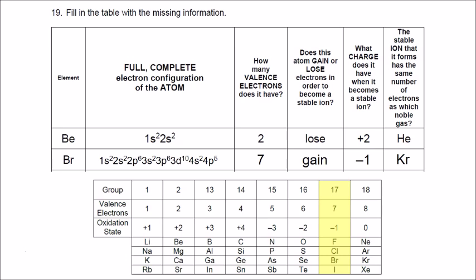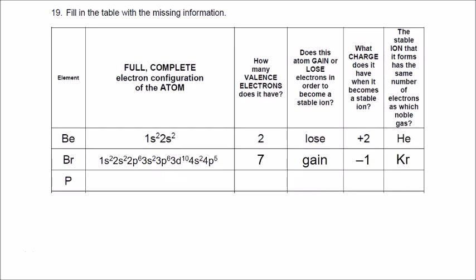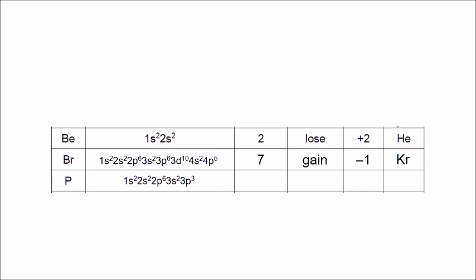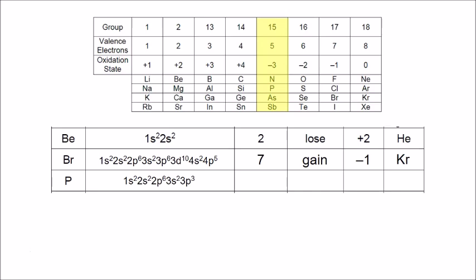Our next element in this table is phosphorus, which has 15 electrons, 1s2, 2s2, 2p6, 3s2, and then 3p3. It has 5 valence electrons, just like nitrogen and arsenic and antimony, and it's going to form a -3 charge as a stable ion, so it's going to gain electrons. And 15 is how many phosphorus has. If it gains 3, it's going to have 18. That's the same as the noble gas argon.